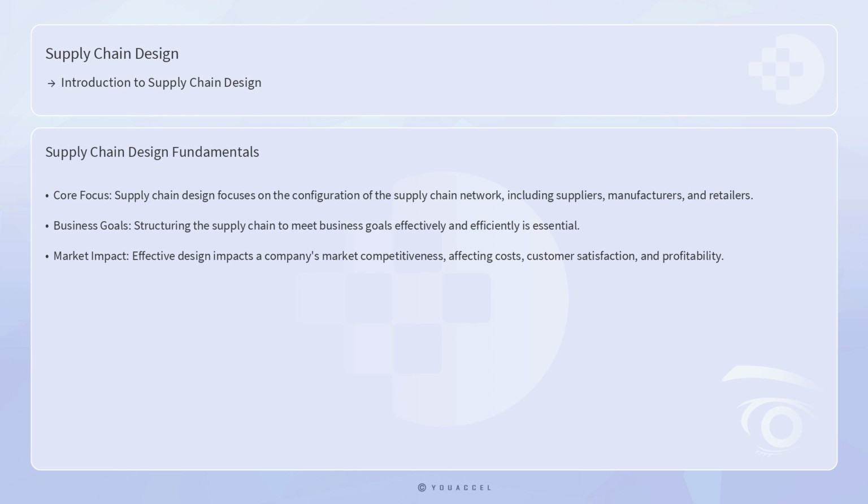includes suppliers, manufacturers, warehouses, distribution centers, and retailers, ensuring that products and services are delivered to customers in a timely and cost-effective manner. Effective supply chain design can significantly impact a company's ability to compete in the market, affecting costs, customer satisfaction, and ultimately, profitability.